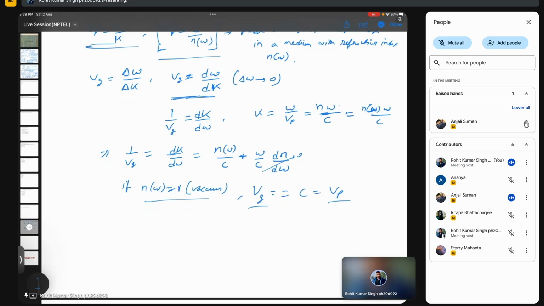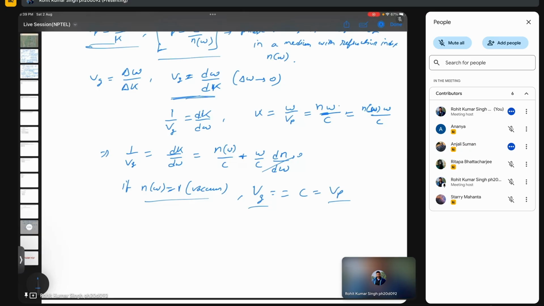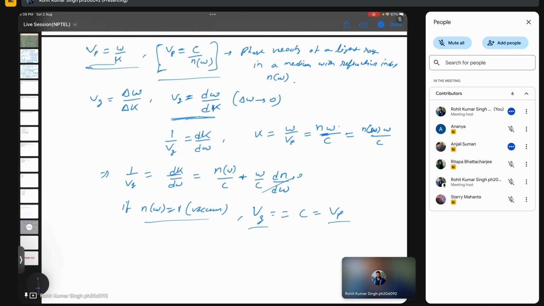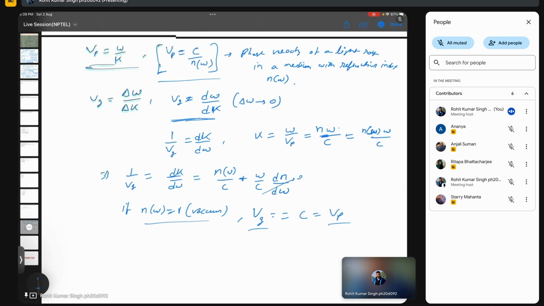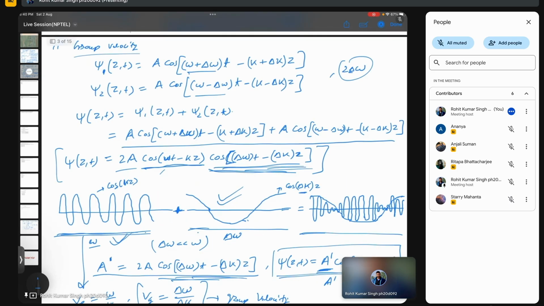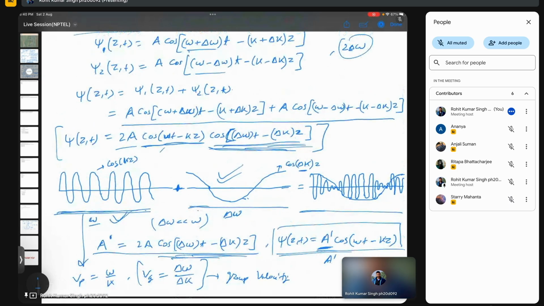Anjali, you want to ask something? Explain once again? Sorry, please speak. Could you explain once again? Which thing? From this formula, group velocity is equal to delta omega by delta k. So this one you followed, right? Till here.